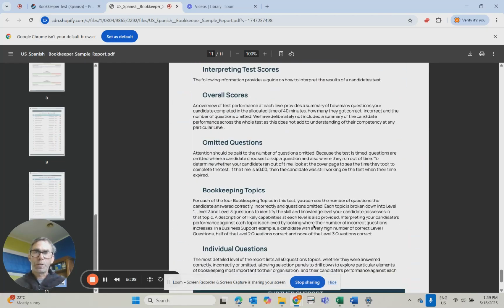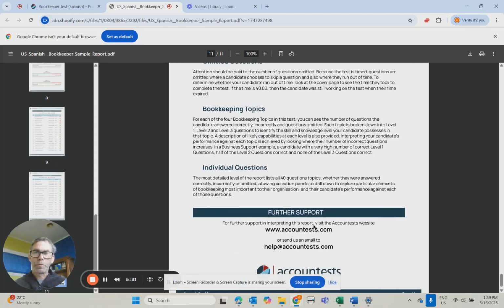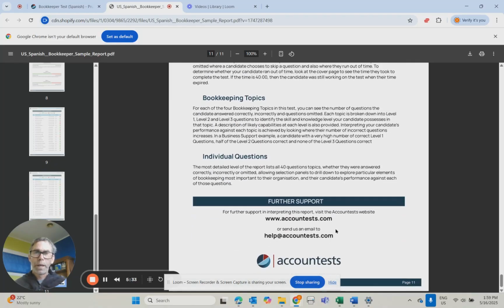And then the last page is about interpretation, which is what we've pretty much just been talking about, and it's got our contact details there. So if you have any questions as you go through, help@accounttests.com is the place to go to ask those further questions.